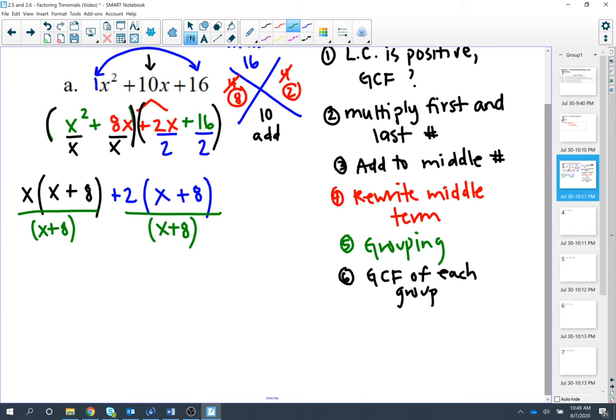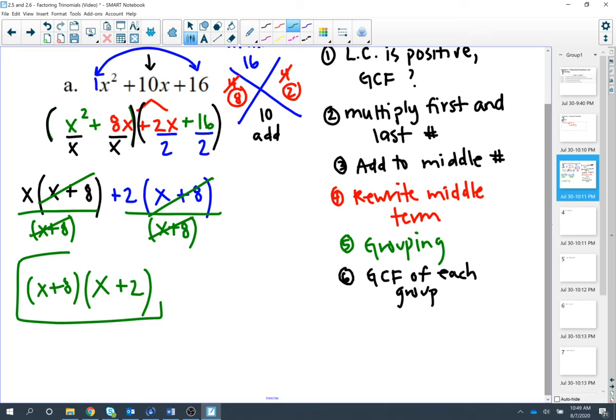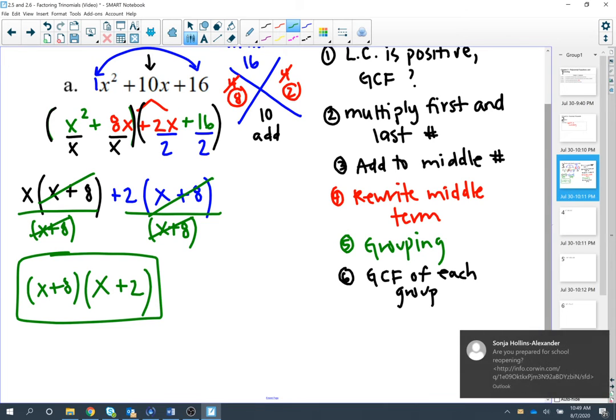Now, just like when you do GCF, you take it out, you put it in the front, and then behind it, you put a parenthesis, and you tell me what's left over. So, get rid of the x plus 8. I have an x left over. Get rid of the x plus 8. I have a positive 2 left over. So now I'm factored into x plus 8 times x plus 2, and you're done. So we wanted to write that in factored form. It's x plus 8 times x plus 2, and now we need to check our work.